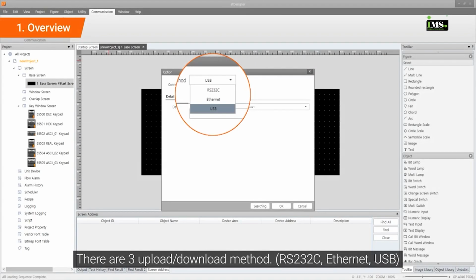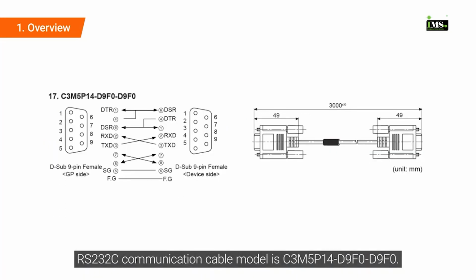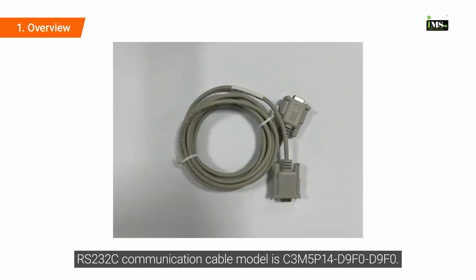There are 3 load-download methods. The RS-232C communication cable model is C3M5P14-D9F0-D9F0.